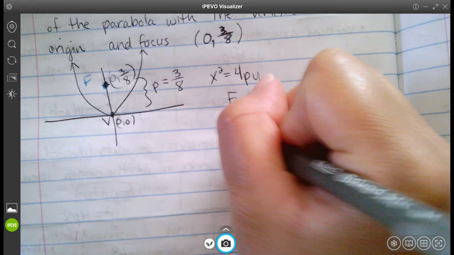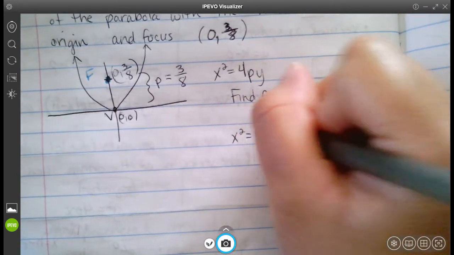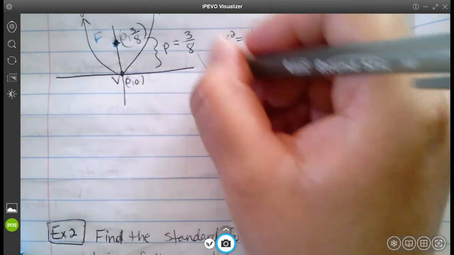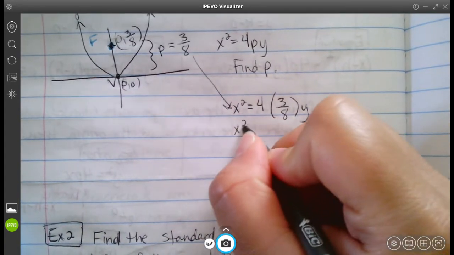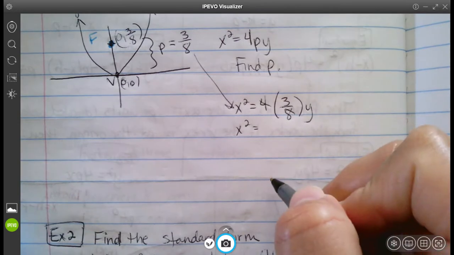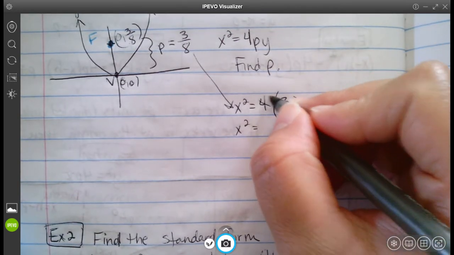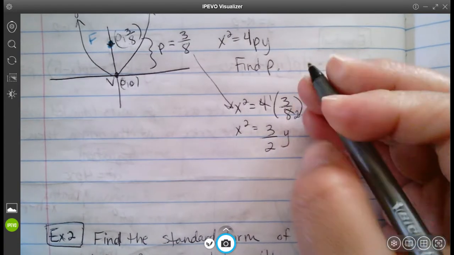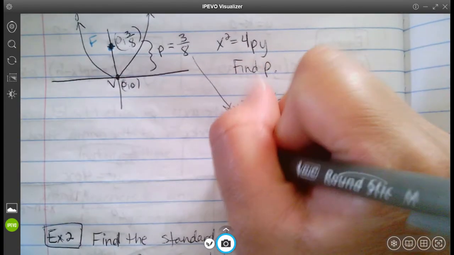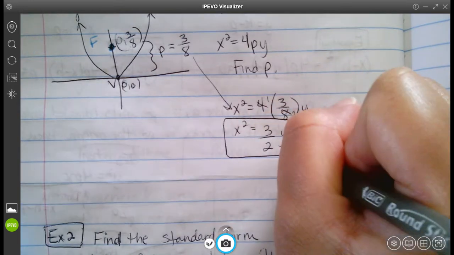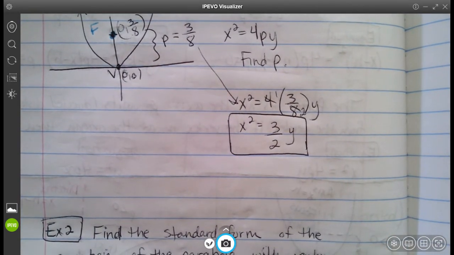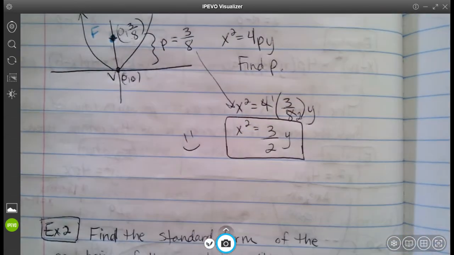So I'm going to say x squared is equal to 4 times 3/8 y. So I did that right here. And then I can divide that by 4, which would give me 1/2. So I'm going to end up with 3/2 y. And believe it or not, that's it. We're done. This would be considered our standard form of the equation because it's in the format that I wanted. I want the x squared on one side and the y on the other. So we're done. Nice and easy.